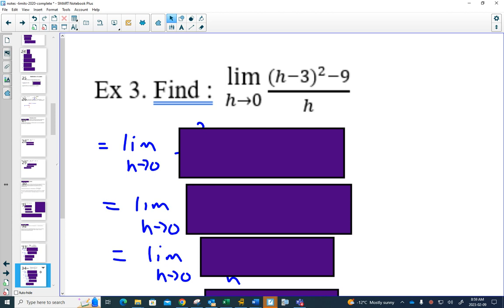So that, when we're stuck, sometimes we just say, well, what could I do? And we try it. And sometimes you're like, oh, it actually works. And sometimes, oh, that didn't work. What else could I do? So what can you do with this h minus 3 squared? You could multiply that. See what that does.